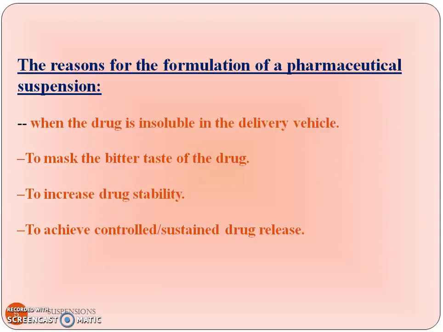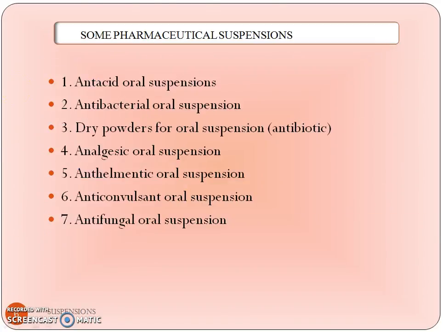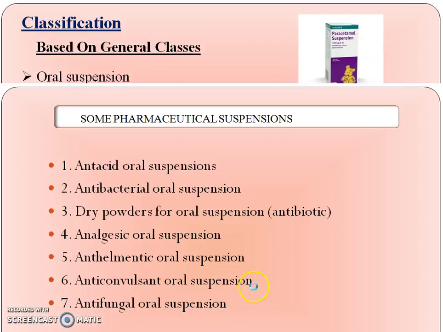The reasons for formulation of pharmaceutical suspensions: when the drug is insoluble in delivery vehicles, to mask the bitter taste of certain drugs, to increase drug stability, to achieve controlled sustained drug release. Some examples of pharmaceutical suspensions present in the market: antacid oral suspensions, antibacterial oral suspensions, dry powders for oral suspensions generally present for antibiotics, analgesic oral suspensions, antihelminthic oral suspensions, anticonvulsant oral suspensions, and antifungal oral suspensions.